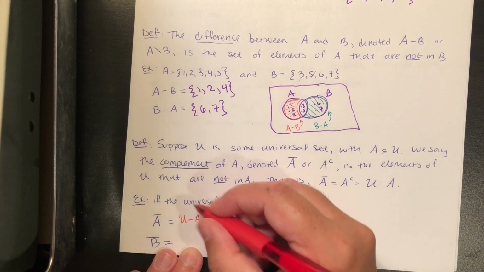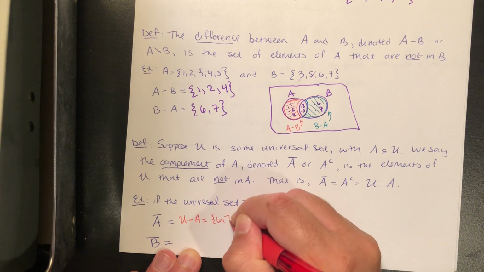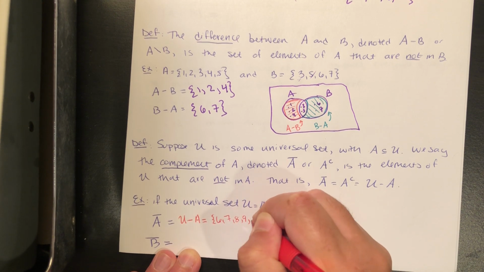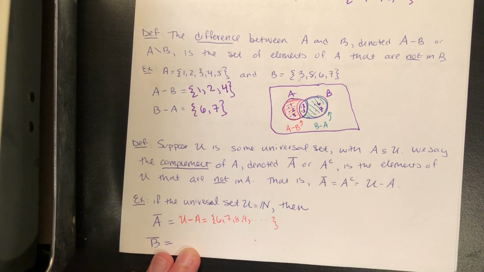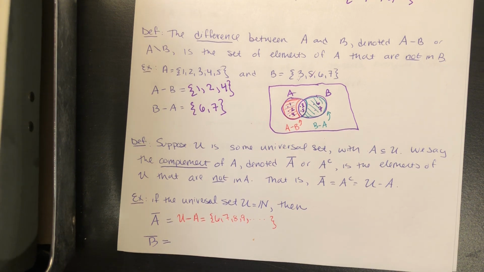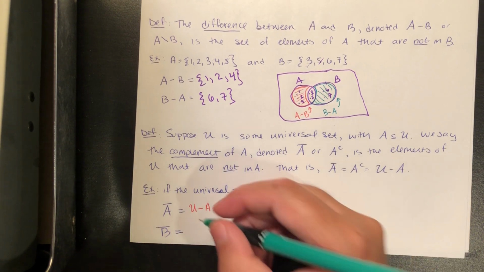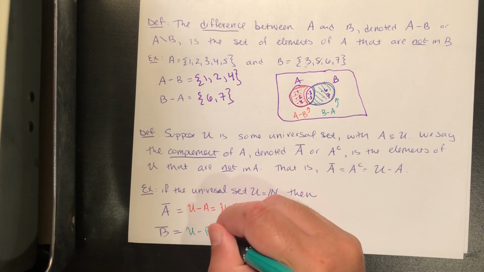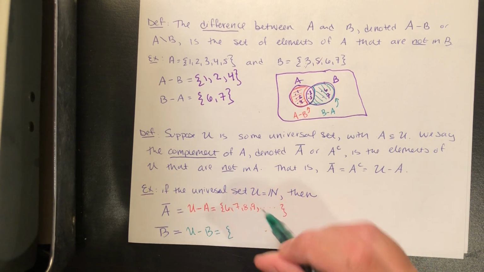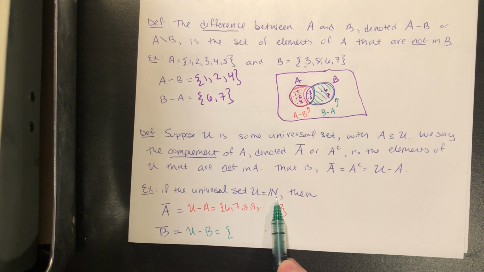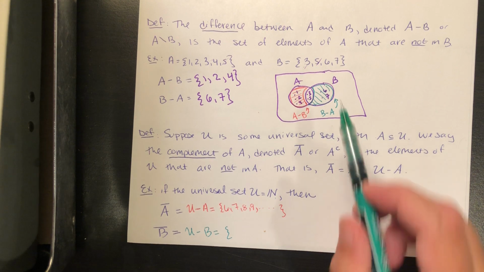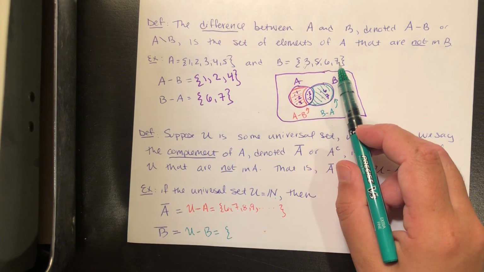Okay, well that's going to give you 6, it's going to give you 7, it's going to give you 8, going to give you everything, right? All natural numbers except the first 5 of them. Similarly, if we wanted to define B complement, that's just going to be everything in the universe except for the stuff that's in B. Right? The universe is the natural numbers, and we want to take away the elements of B. Take away the elements 3, 5, 6, and 7.